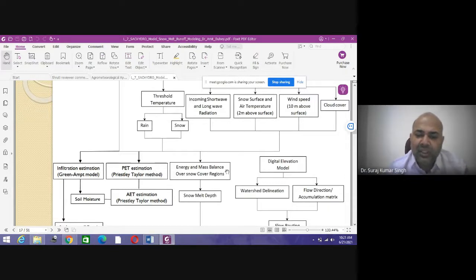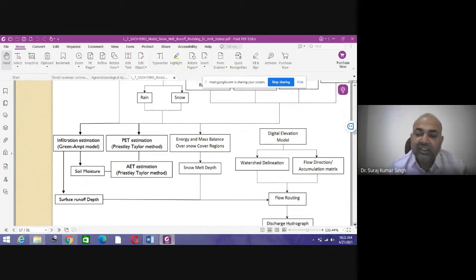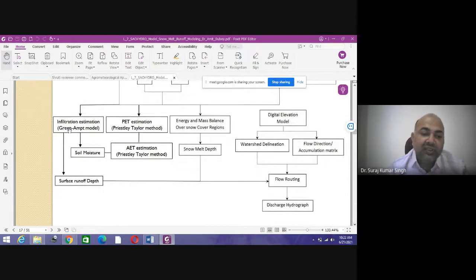And finally, we'll be calculating the energy and mass balance over the snow cover region. Once we have estimated all these regions and datasets, we'll use this infiltration estimation to get a basic understanding of the soil moisture in that area. And from PET, we'll try to estimate the actual evapotranspiration using that Priestley-Taylor method.